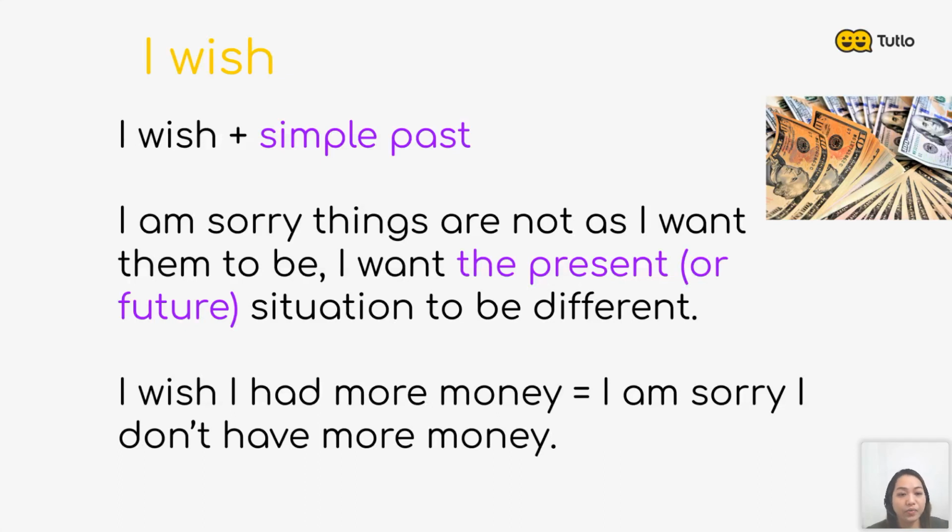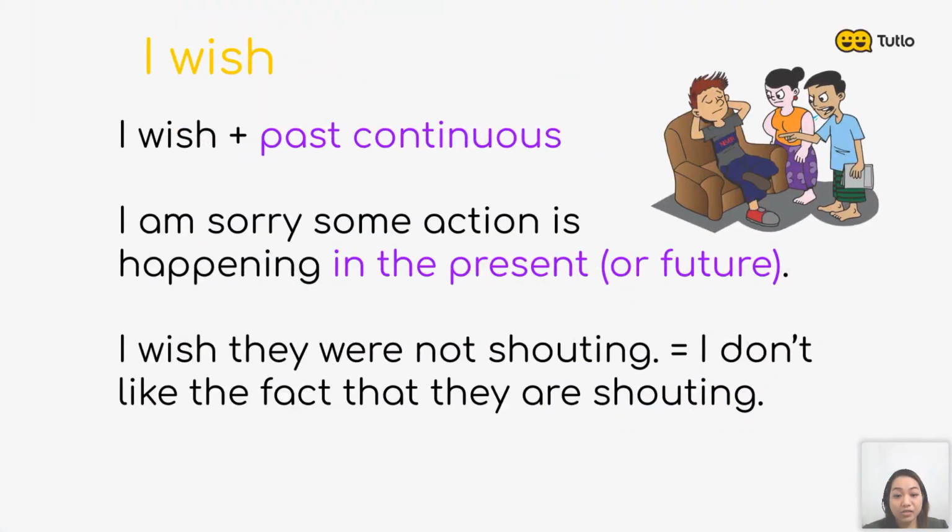But there's also another one. We can also use I wish and then past continuous. For example, I am sorry some action is happening in the present or in the future. For instance, as you can see over here, I wish they were not shouting. Past continuous. I don't like the fact that they are shouting. That's why I am wishing something like that. And the action is happening in the present situation.